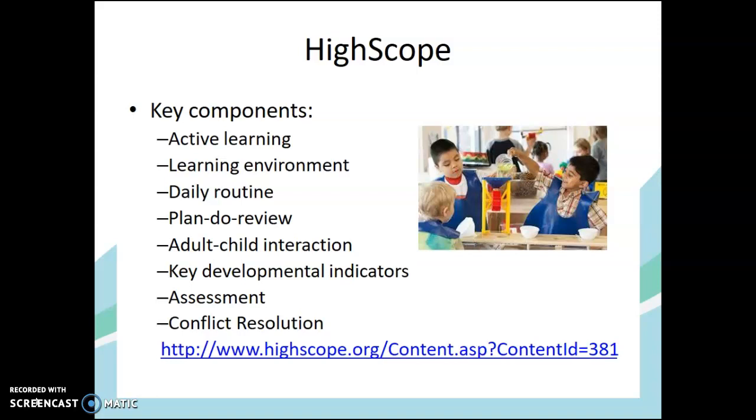This does rely on adult-child interaction. There are key developmental indicators that are assessed. There is an assessment system that goes with High Scope, and they look at many areas of development, including language and literacy, cognitive development, math, music, all of it. And there is a conflict resolution component to High Scope.